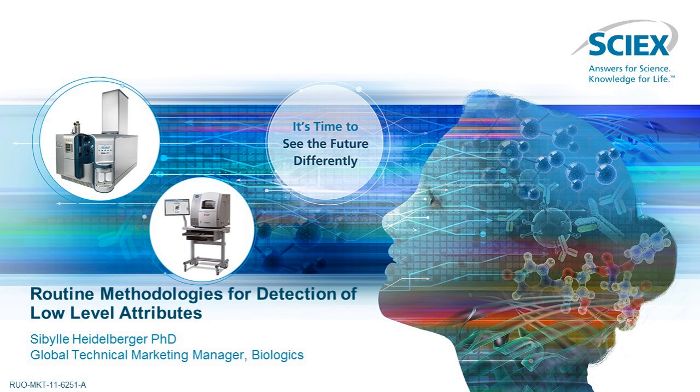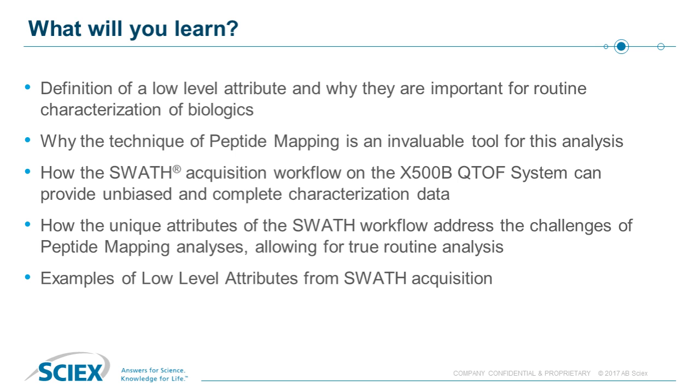So good morning and thank you for attending this webinar on routine methodologies for identifying low-level attributes. I'm going to start off by defining what is a low-level attribute before speaking briefly about peptide mapping and why it's a valuable tool. I'll then focus on the X500B QTOF system where I acquired some data using swath acquisition workflow and showing why using swath not only provides unbiased complete characterization of a sample, but how it is capable of identifying low abundant attributes within the sample, and I will show you an example of such data using a NIST MAB digest.